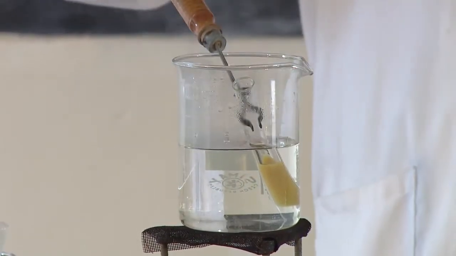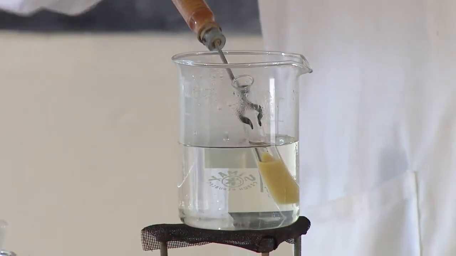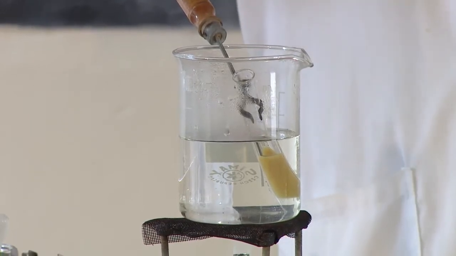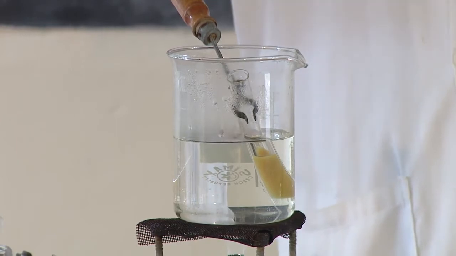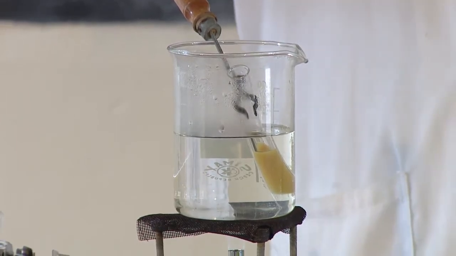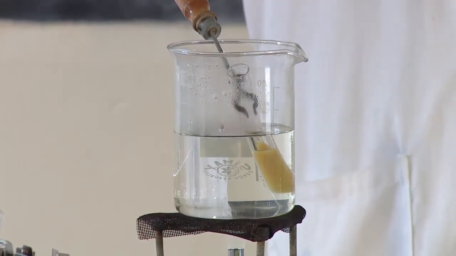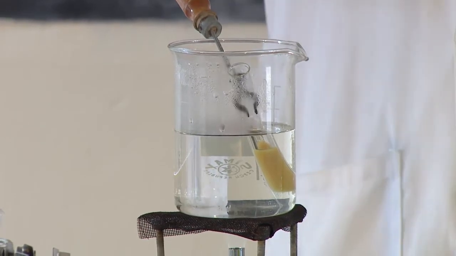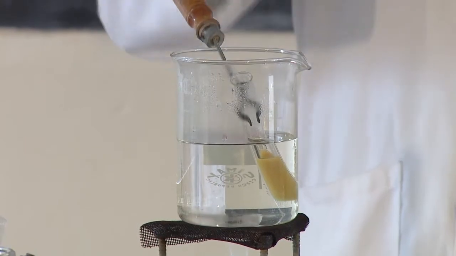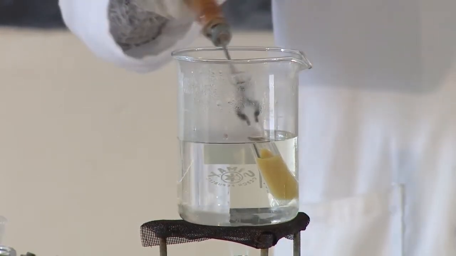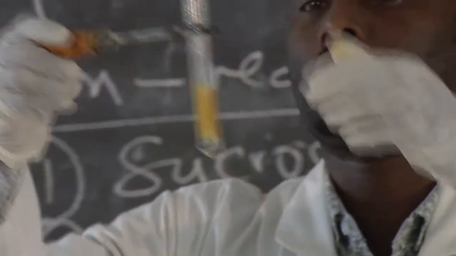Why do you have to add hydrochloric acid, students? I said we add hydrochloric acid to hydrolyze the bonds, because I told you the sucrose is unable to reduce copper ions. So we have to add hydrochloric acid in order to hydrolyze the bonds. Then from there, we add sodium hydroxide to neutralize the acid. We have got the final answer, meaning that our sample contains non-reducing sugars.